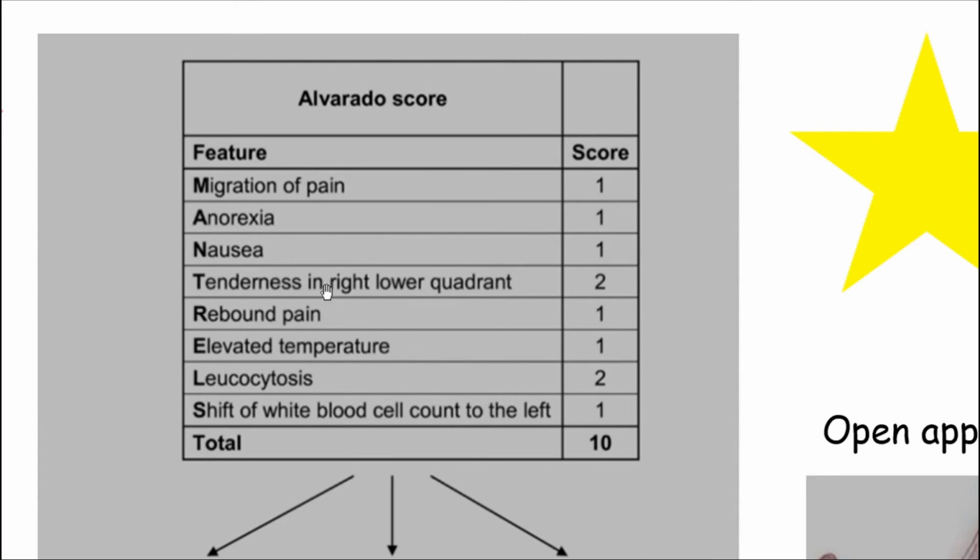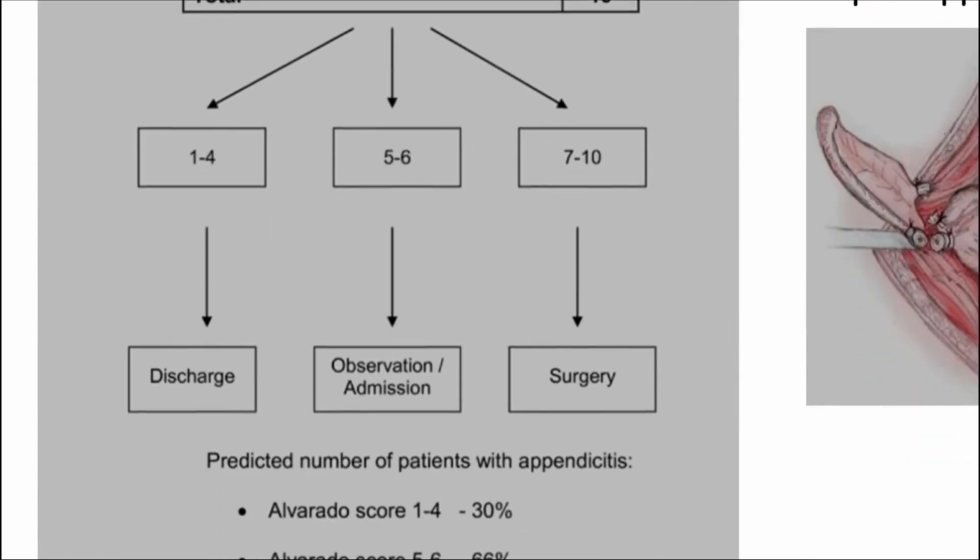And also presence of tenderness in the right lower quadrant, presence of rebound pain, elevated temperature, and also leukocytosis, more than 10,000 white blood cells, and also a shift of the white blood cell count to the left, with more than 75% neutrophils. So the maximum score that can be present here is 10. And let's see how we do the diagnosis. If the total score of this patient is 1 to 4, it's not a very severe condition or a condition we need to be worried about, so we can just discharge the patient.